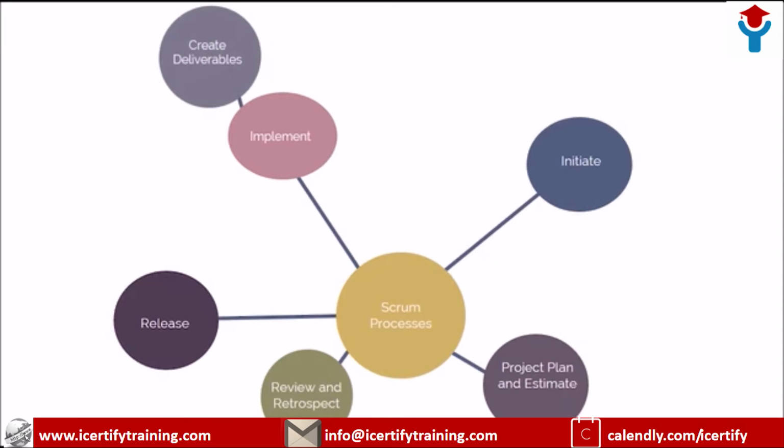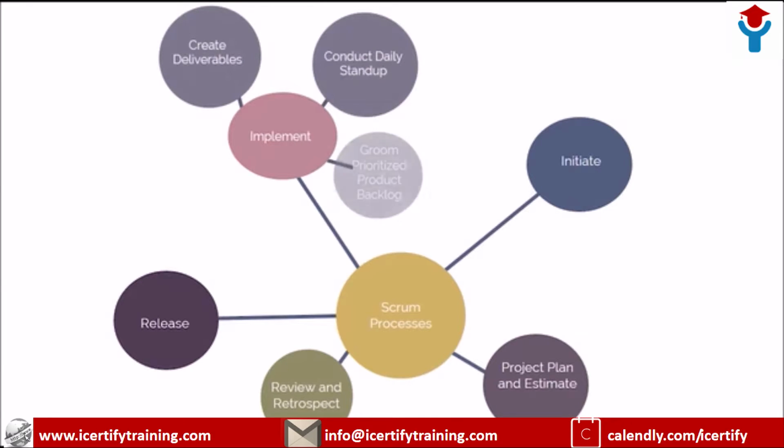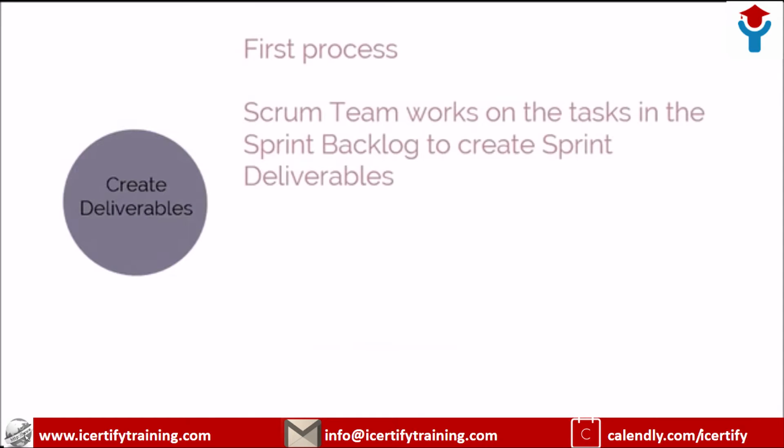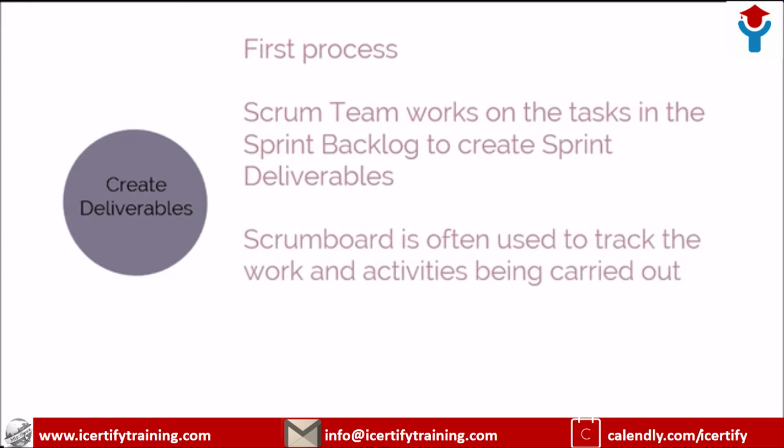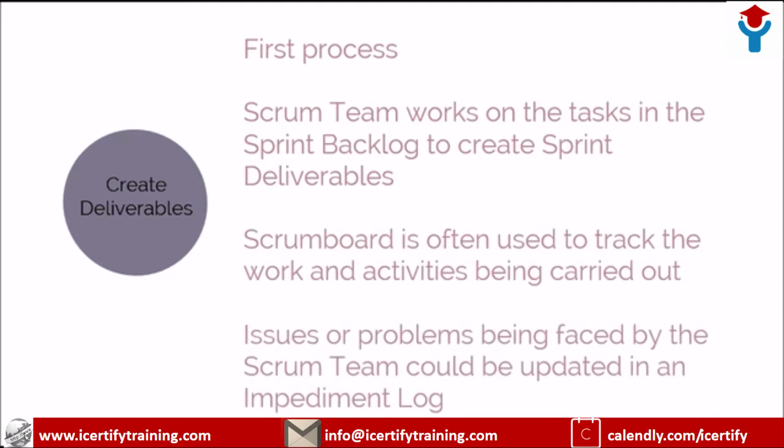The third phase we'll discuss in this module is implement. Let's now look at the various processes listed to be carried out during this phase. The first process in the implement phase is create deliverables. In this process, the Scrum team works on the tasks in the sprint backlog to create sprint deliverables. A Scrum board is often used to track the work and activities being carried out. Issues or problems being faced by the Scrum team could be updated in an impediment log.